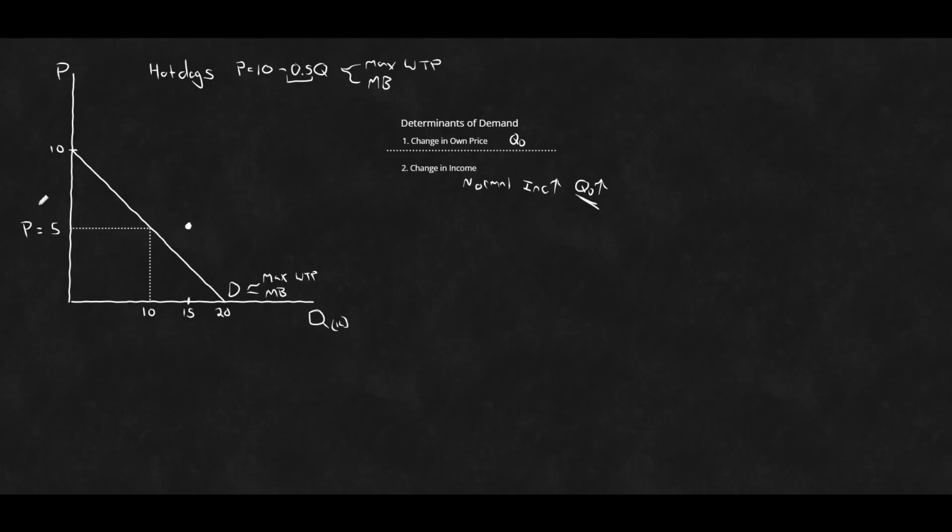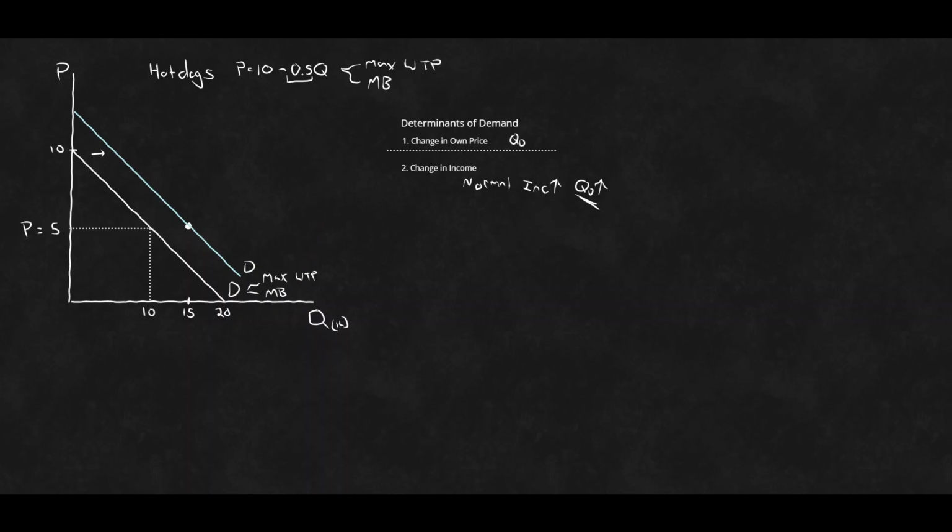So we now find ourselves at this P and Q combination. Quantity demanded increased, still at a price of $5. How is that possible? That is possible because we would say our demand curve has increased. Let me try that again. There we go. Our demand curve has increased. Our demand curve has shifted to the right. And we have our new demand.